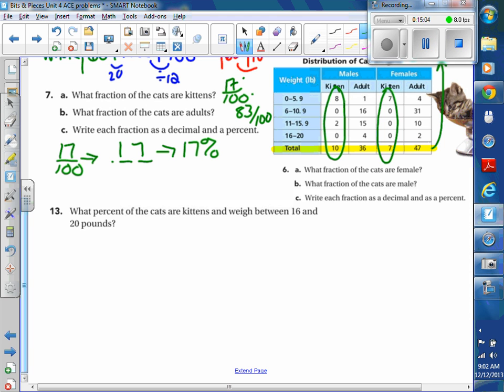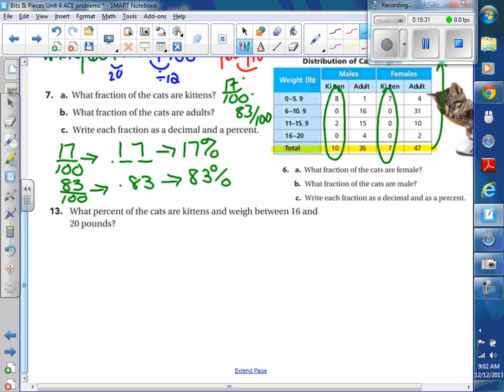So what about the 83 out of 100? What decimal is that? Yeah, and how would you write that as a percent? Yes. So as long as your denominator in your fraction is 100, it's super easy. Okay?